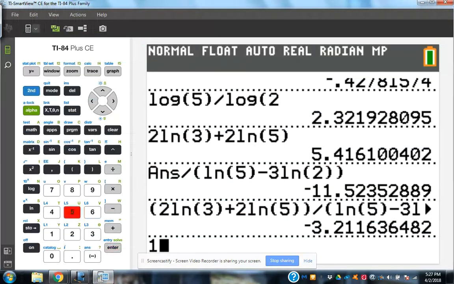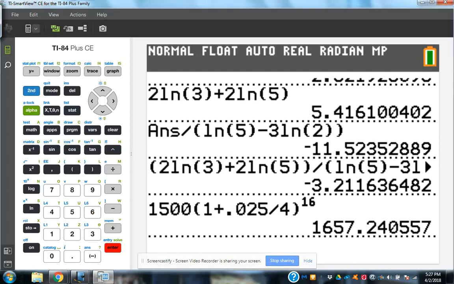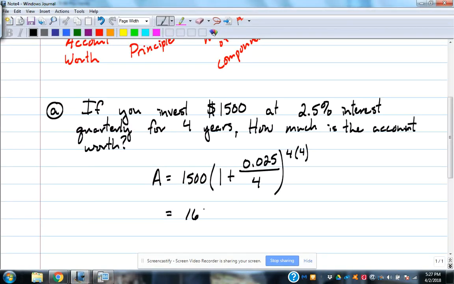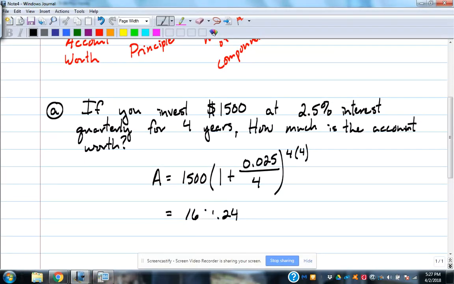So I'm just going to put 1,500 parentheses 1 plus 0.025 divided by 4 raised to 4 times 4, which is 16. I'll just type in 16. My account is now worth $1,657.24. We got $57, sorry. I was taking $30 just for a finder's fee.